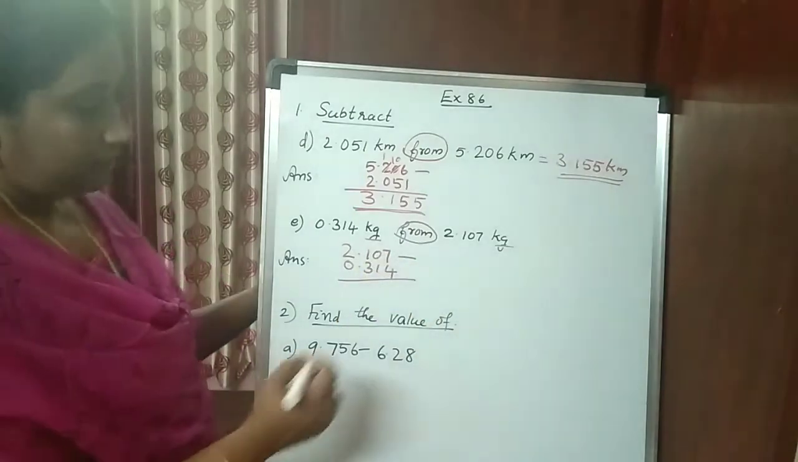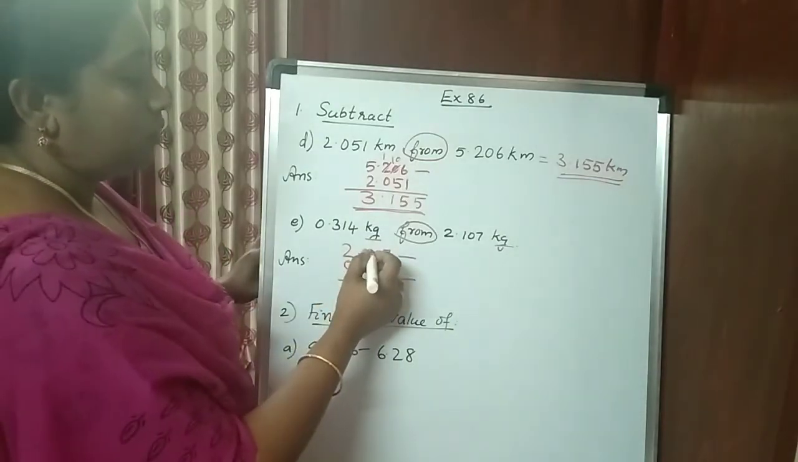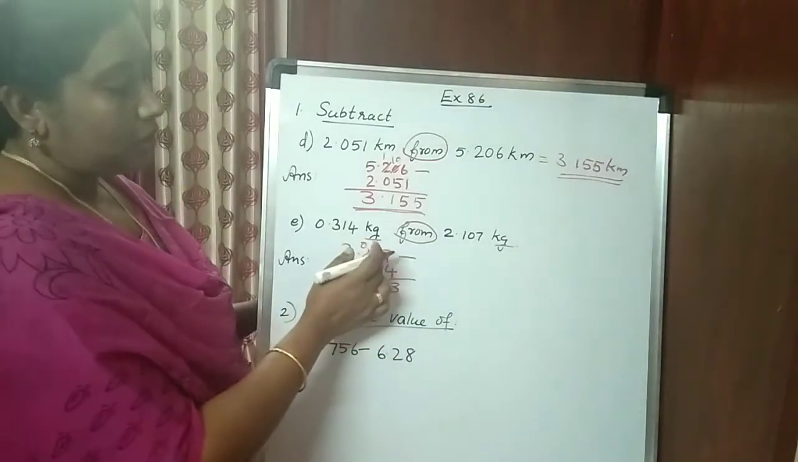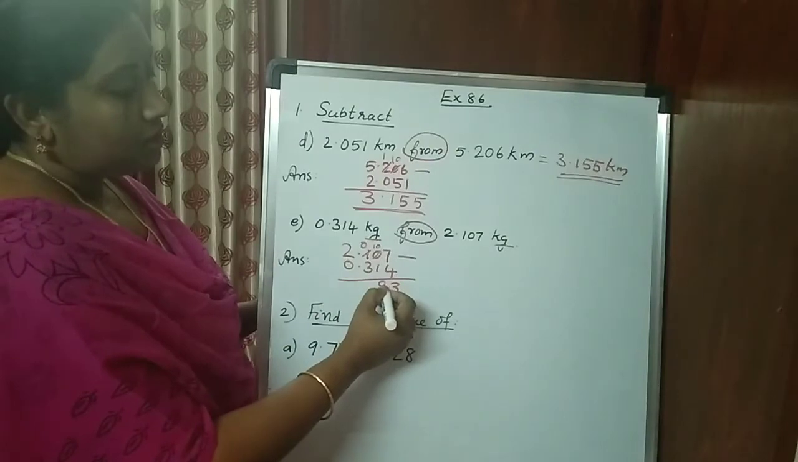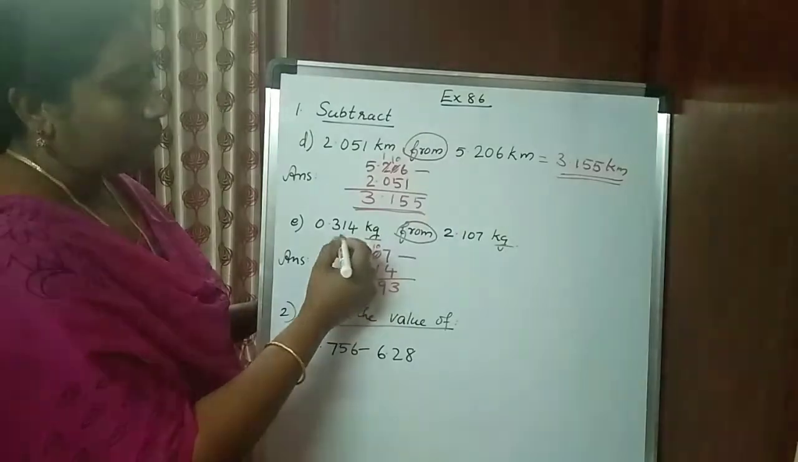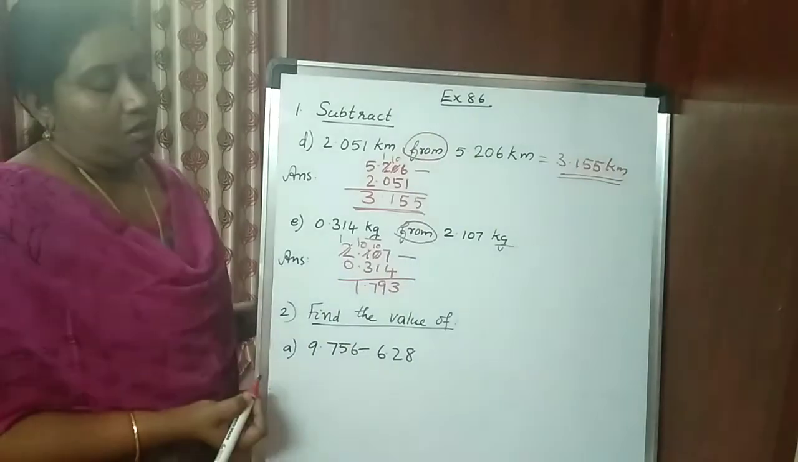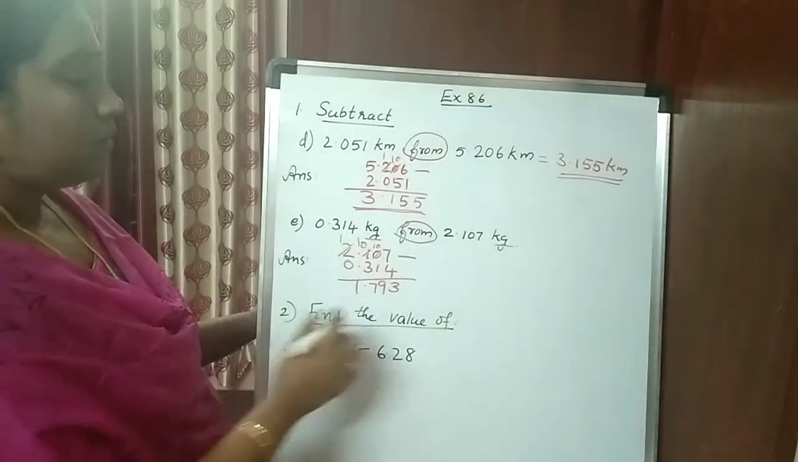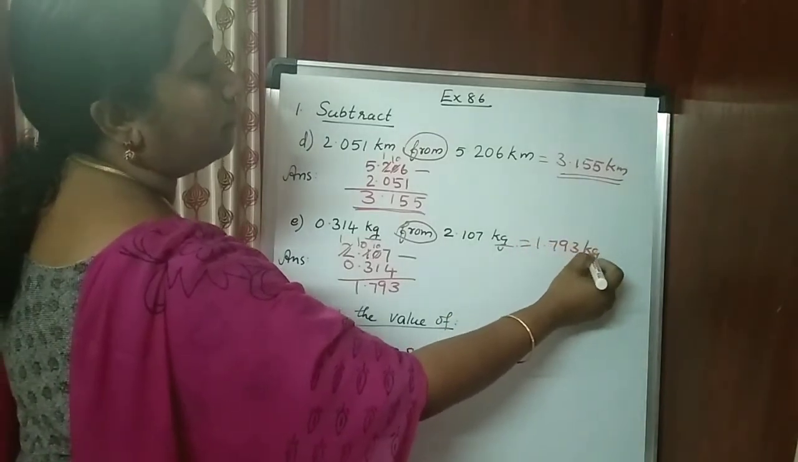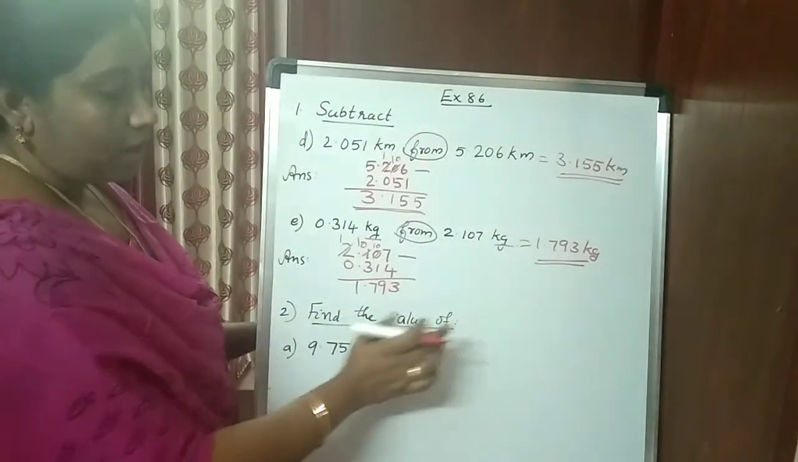7 minus 4 is 3. Then 0 minus 1 is possible? Not possible. So you borrow. This 1 becomes 0. This 10 becomes 10. This 0 becomes 10. Then 10 minus 1 is 9. So again 0 minus 3. It is not possible. So you borrow. 10 minus 3 is 7. Dot. 1 minus 0 is 1. So what is your answer? 1.793 kilogram. Okay.